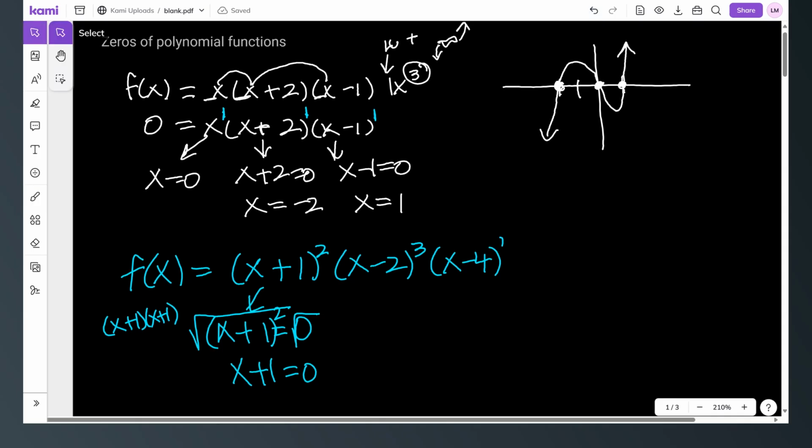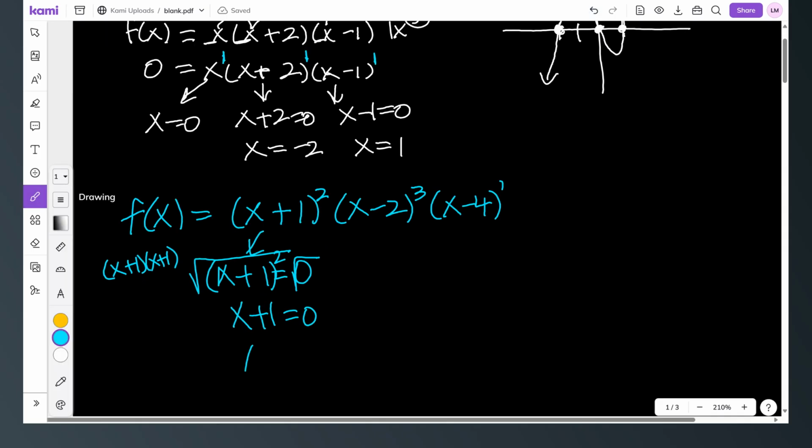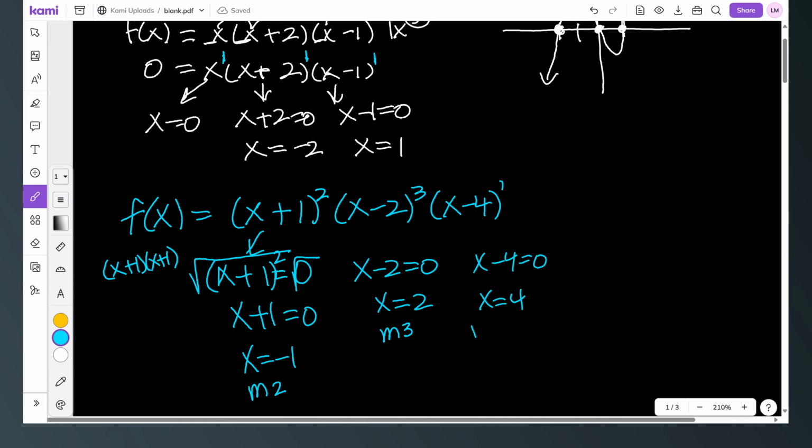All right, so I set that one equal to 0 and solve, and I get x equals -1. I'm going to write m2 underneath, which means multiplicity of 2. X minus 2 equals 0, so x equals 2, multiplicity of 3. And x minus 4 equals 0, which means x equals 4, multiplicity is 1. And I'm going to sketch my graph. So I have a 0 at -1. I have a 0 at 2, and I have a 0 at 4.